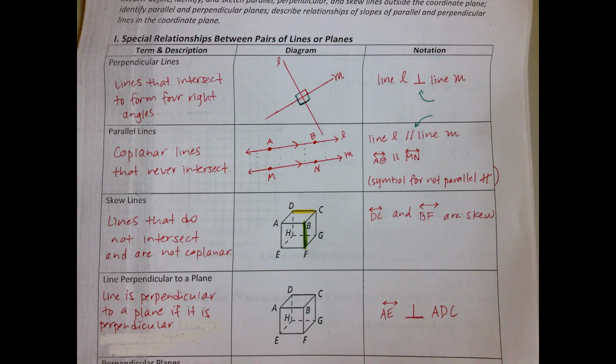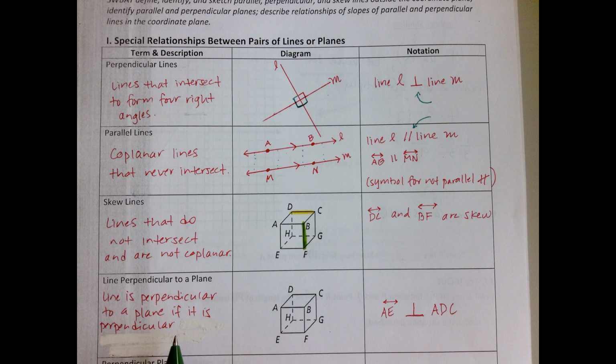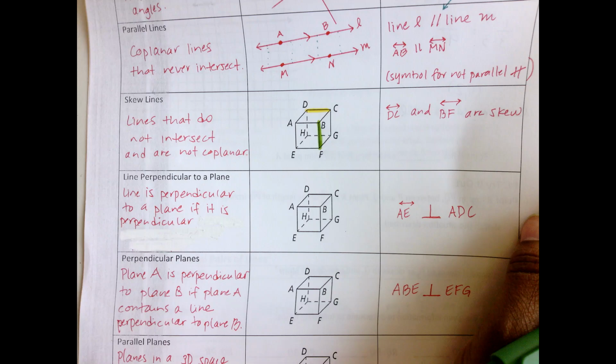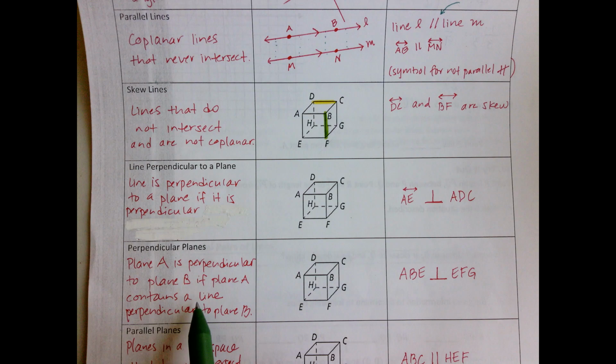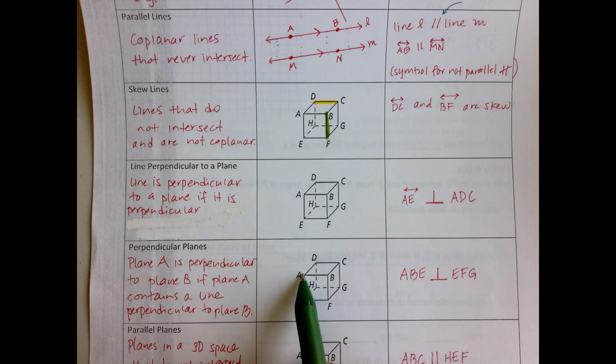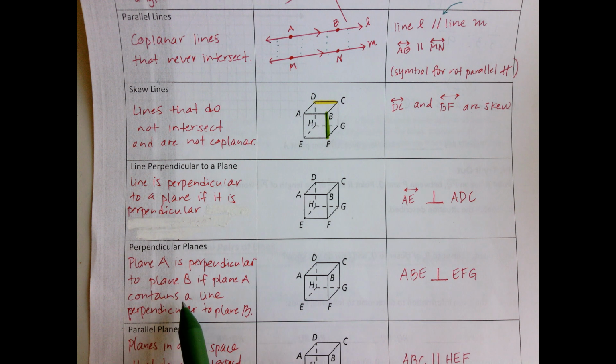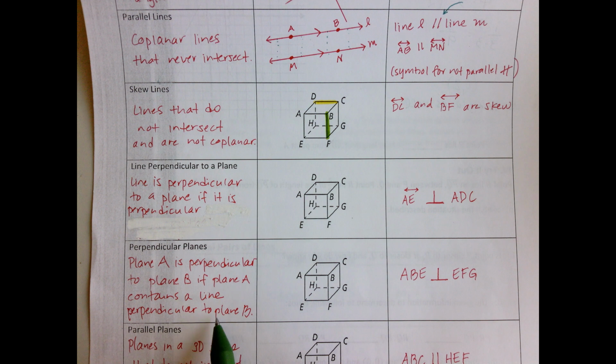All right, a line perpendicular to a plane. A line is perpendicular to a plane if it is perpendicular to, so that one, we're going to come back to that, okay? So stay with me. I'm going to actually fill that out in a second. So let's skip that one for now, and let's talk about perpendicular planes. Plane A is perpendicular to plane B if plane A contains a line perpendicular to plane B.